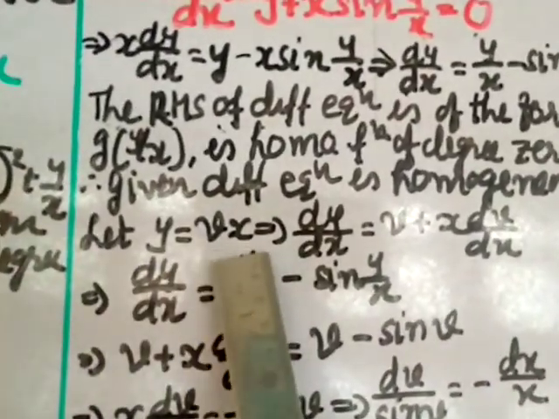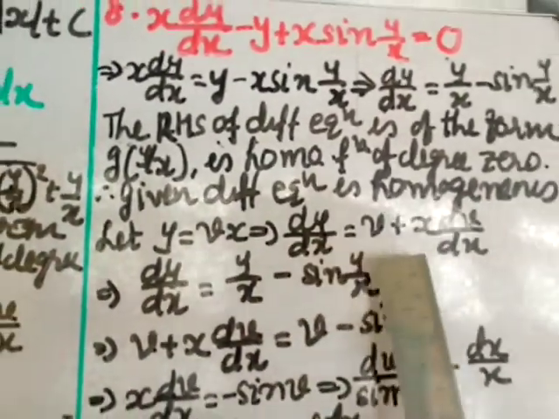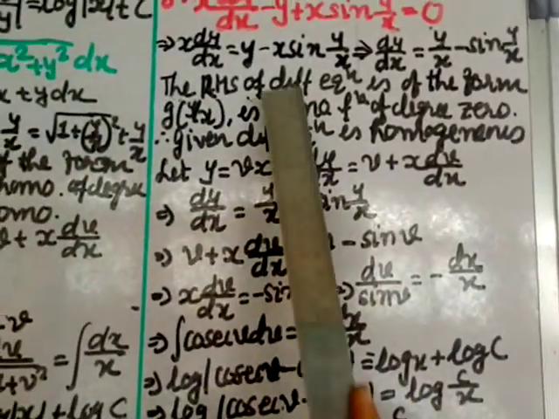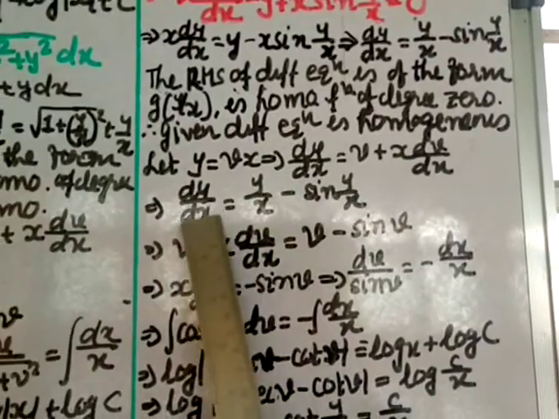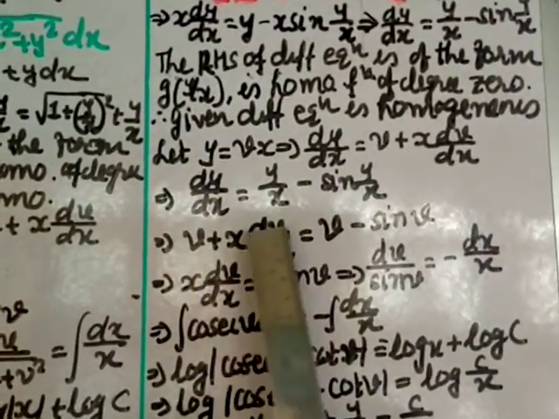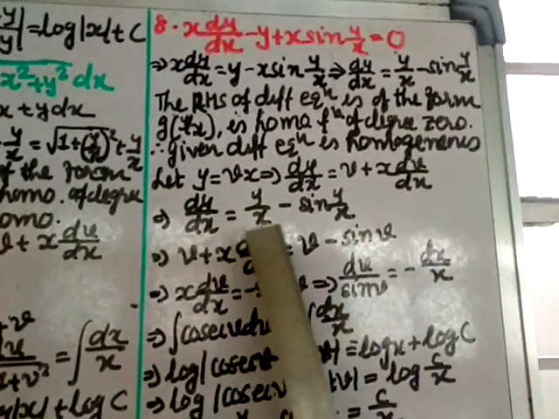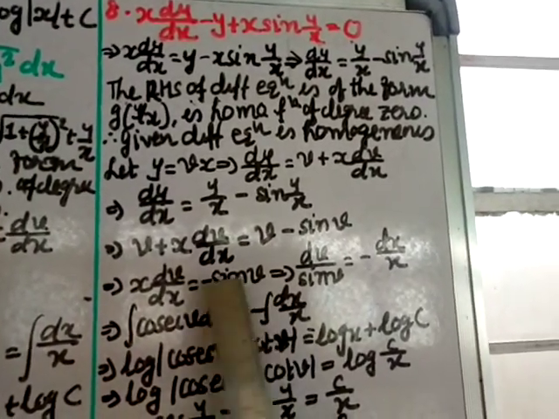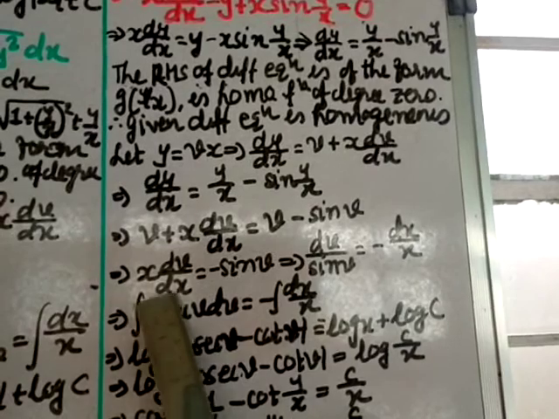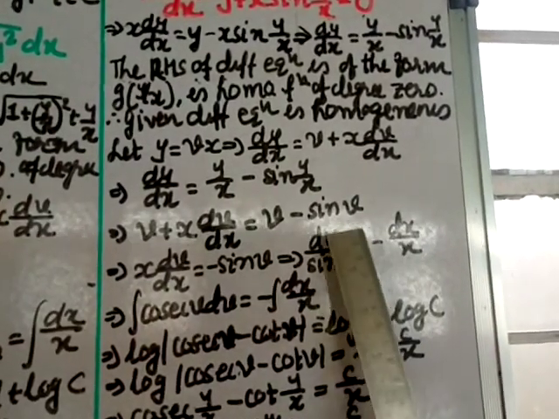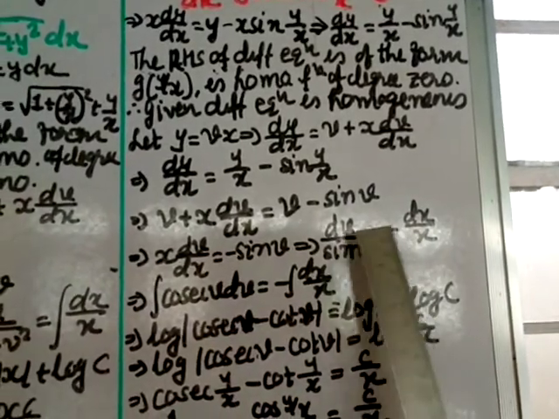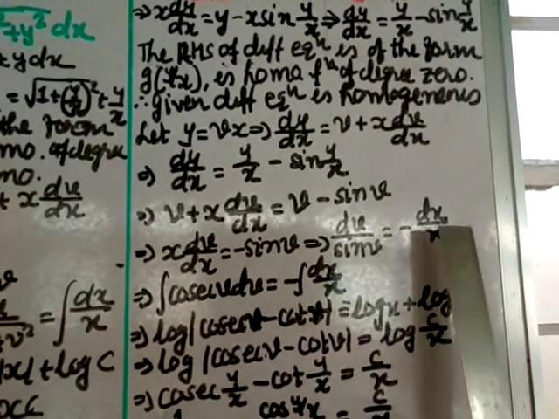So y is equal to vx, differentiate, so dy by dx equal to v plus x dv by dx. Okay, let us put the value. dy by dx is this value, v plus x dv by dx equal to, here v minus sin v, v cuts, so you get x dv by dx equal to minus sin v. Separate the variables: sin v you transfer here, x and dx you transfer to this side, so you get dv by sin v equal to minus dx by x, minus just keep here. And 1 by sin can be written as cosec, and integrate both the sides.